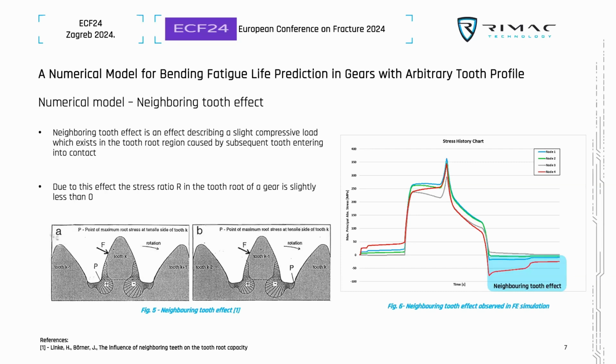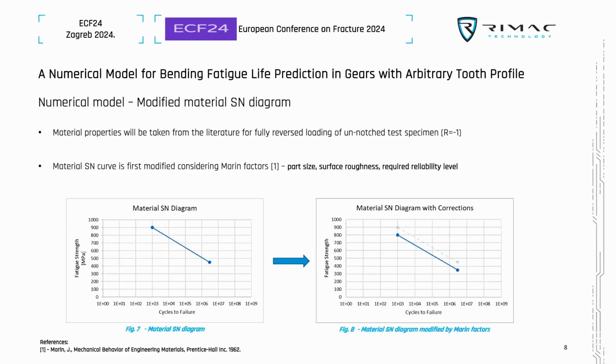You can see it here. These are some of the simulation results which we have done in Abaqus. We can see that there is a certain amount of compressive stress existing in the critical node in the tooth root. This, of course, has the effect of increasing the stress amplitude, but decreases the mean stress. This effect is also taken into account with this calculation model.